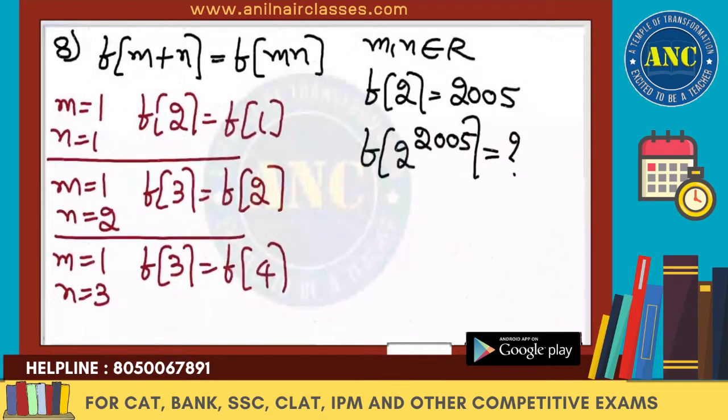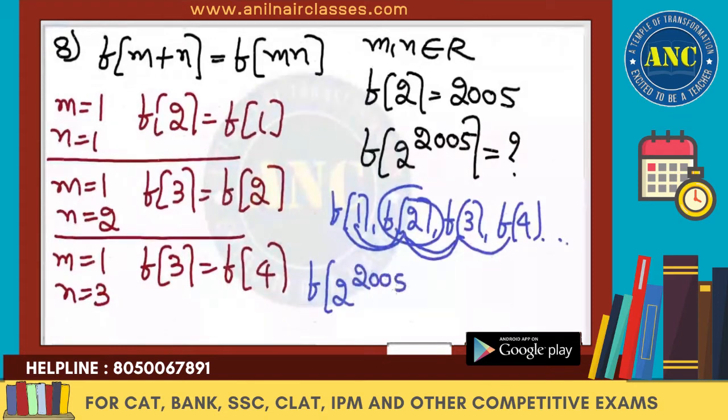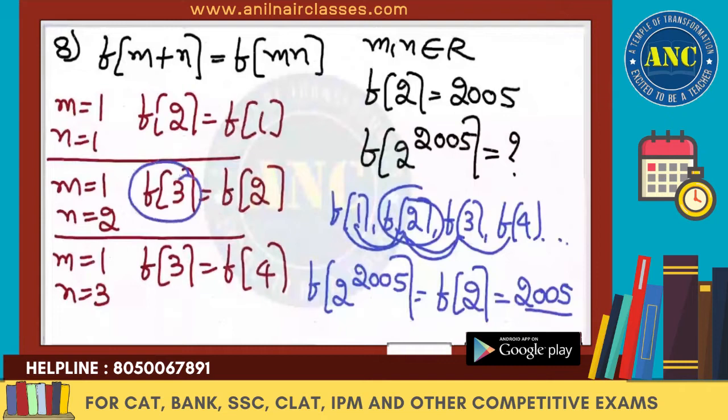Now if you observe, starting from f of 1, the functions are like this: f of 1, f of 2, f of 3, f of 4. All are coming back to f of 1 or f of 2. So f of 2 power 2005 is nothing but f of 2, and f of 2 is nothing but 2005. The next value, f of 3 is becoming f of 2, f of 4 is becoming f of 3, f of 3 is becoming f of 2.